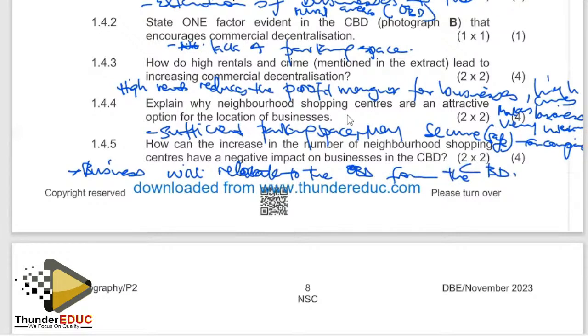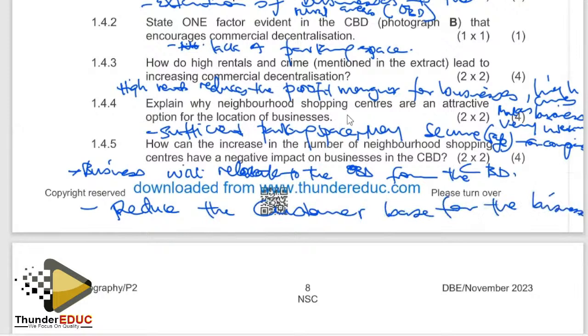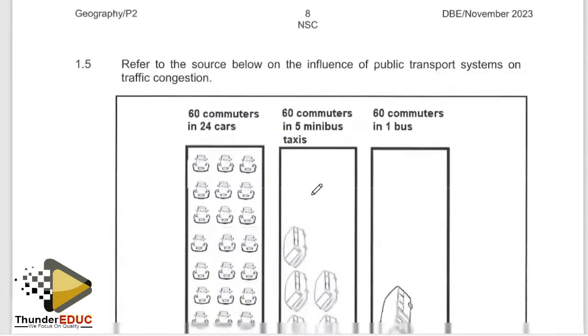And that means if the business margin or the businesses in the CBD reduce, it will reduce the number of activities that are taking place in the CBD, which will be a negative impact on the business people. Besides that, since it is 2 times 2, you can also look at that it will reduce the customer base for the businesses in the CBD. Okay, that will be reduced.